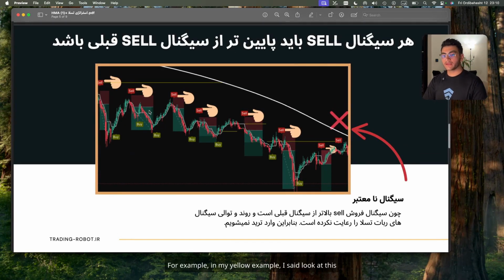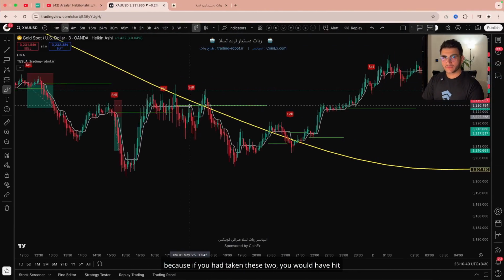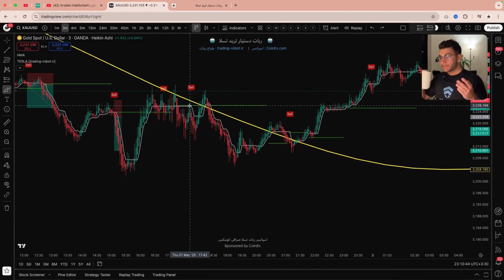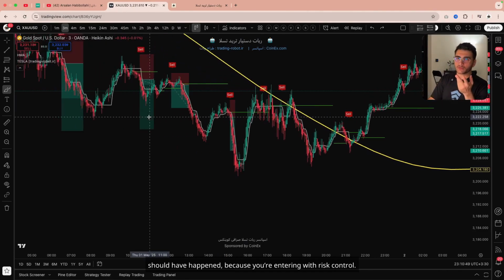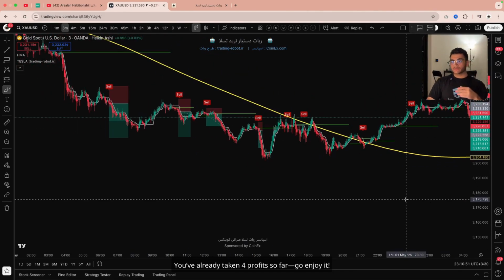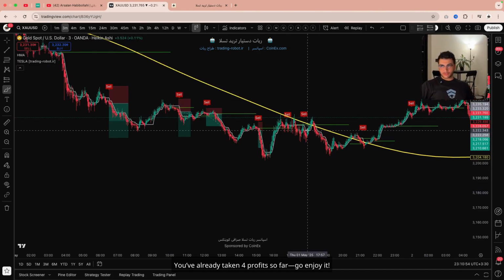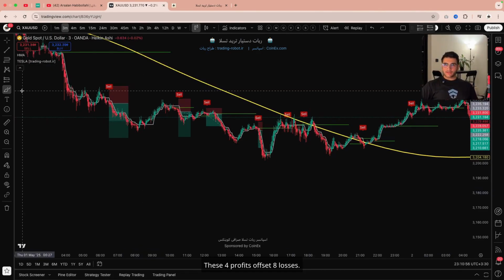For example, in my yellow example, I said, look at this signal. Its sell was like this. You don't take this one because if you had taken these two, you would have hit your stop loss. These two would have also hit stop loss, so nothing should have happened because you're entering with risk control. You've already taken 4 profits so far. Go enjoy it. These 4 profits offset 8 losses.